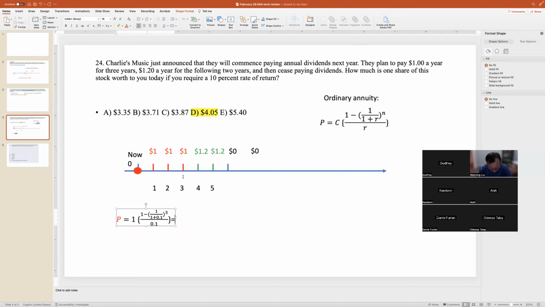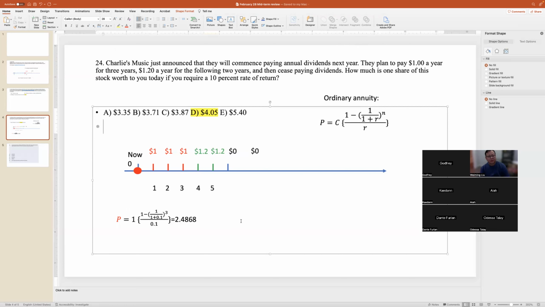So what I got here is 1.4868. So that's kind of what I got. Yeah, that's correct. Dante, you are correct. Okay, so now we are done with the red one, right? We are done with the red one.